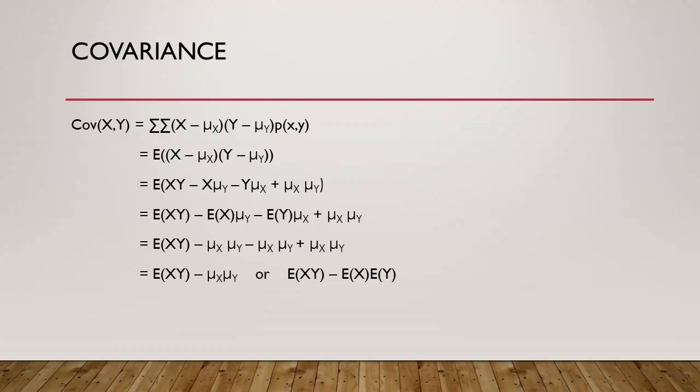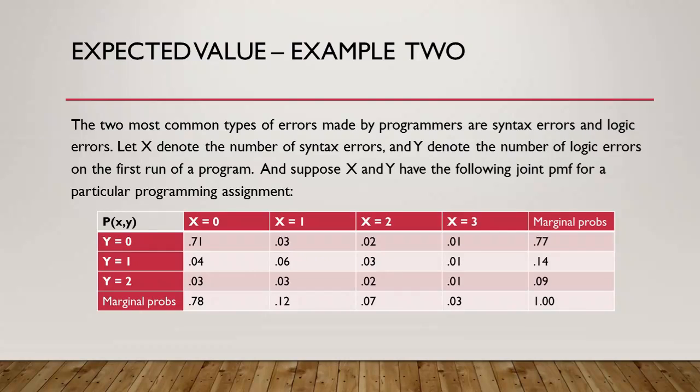So I have the expected value of x times y minus the mean of x and the mean of y, which I can also write as expected value of xy minus the multiplication of expected value of x and expected value of y. So using all the information we talked about so far, let's go back to expected value and look at our second example.